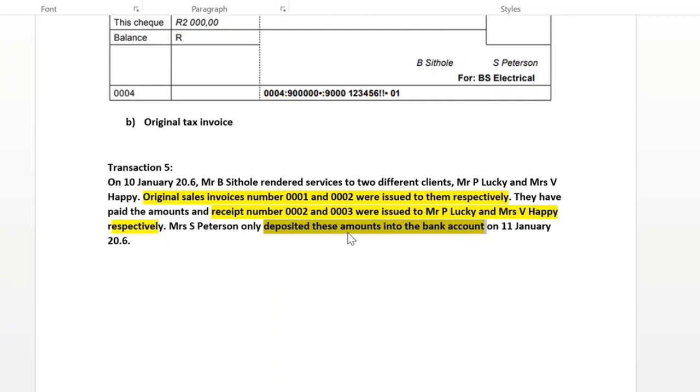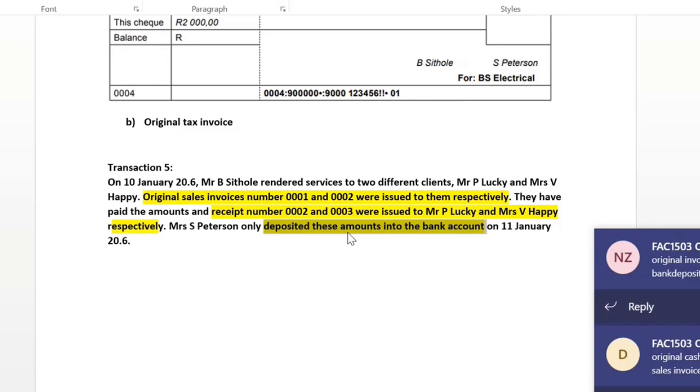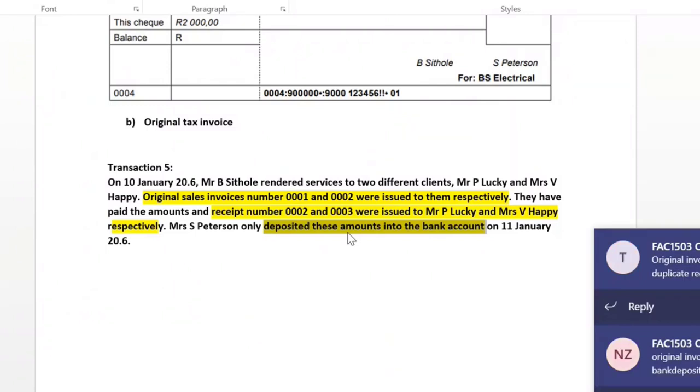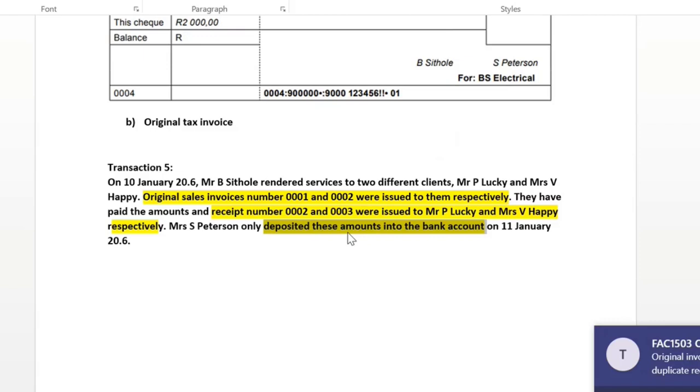What are the source documents for this transaction, guys? What are the source documents? Desiree is saying original cash receipts and original sales invoice. Okay. Nsuku is saying original invoices and duplicate deposit slip and check. Deboho is saying original invoice issued by BS, duplicate receipt to client and proof of deposit.